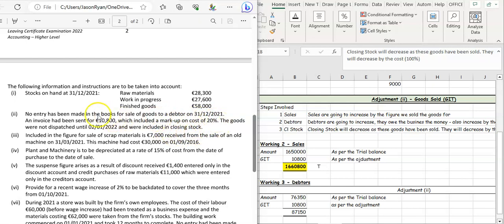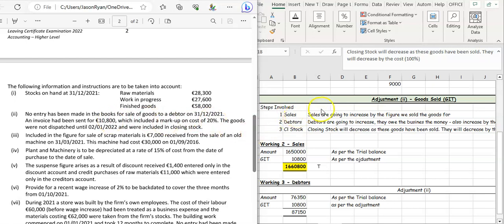So remember, this 10,800 is 120%. When a company sells goods, they sell at a profit. And when they buy goods, they buy at a cost. So our closing stock figure has to reduce at the cost price, which is 100%. And then this 10,800 is 120%.